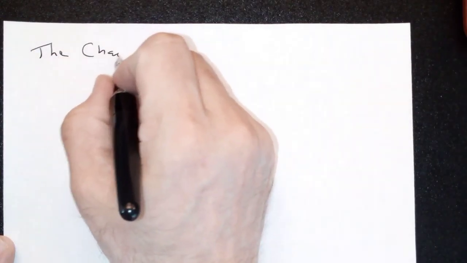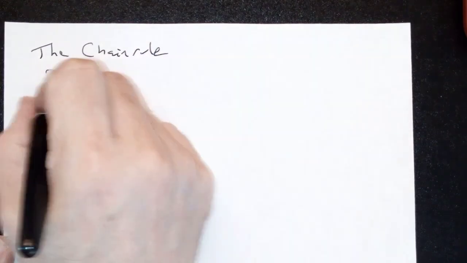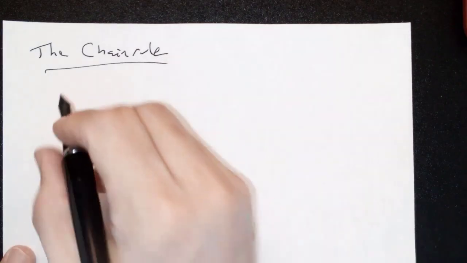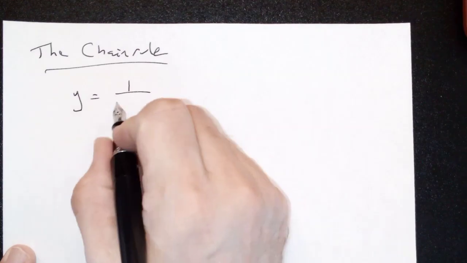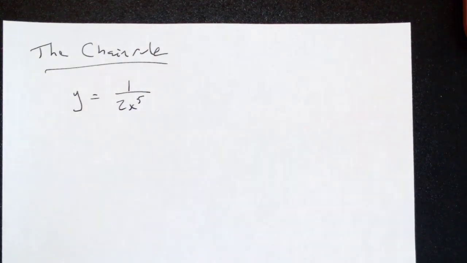Today, I want to do another derivative rule. The chain rule. One of the exam questions had the function y equals 1 over 2x to the 5th. And I asked you to find the derivative of this.